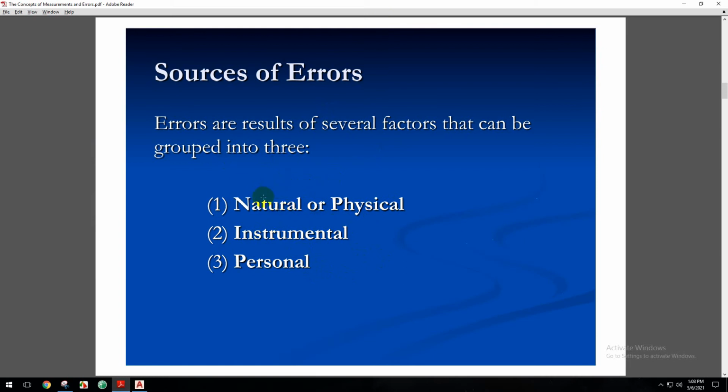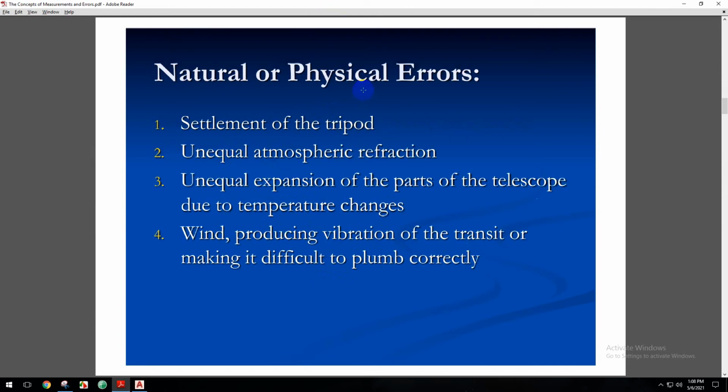So first, let's go to natural or physical. An example of this is settlement of the tripod. For example, kung asa nimo gi-set up ang imong tripod, mo-erode ang land or mo-earthquake, most likely ang positioning sa imong tripod or imong instrument mo-move, di ba? So naa kay error. And gitawag na very natural kay wala man tay control sa earthquake or erosion, di ba?